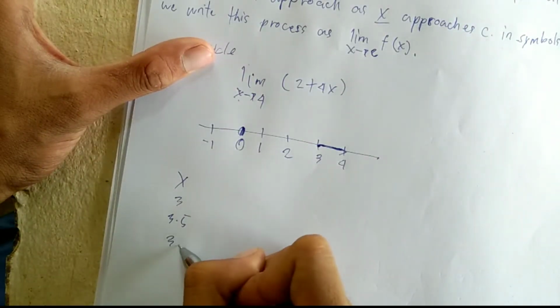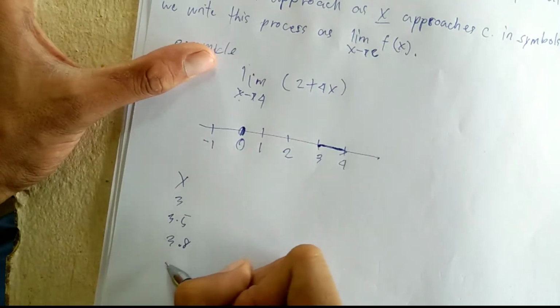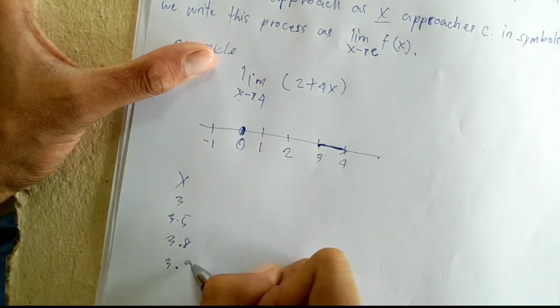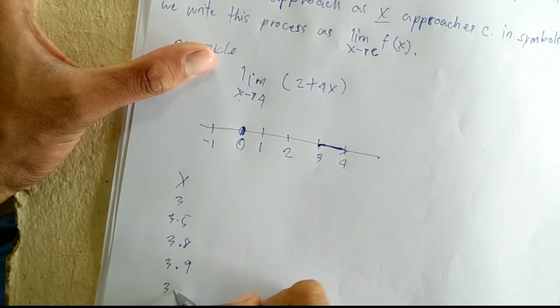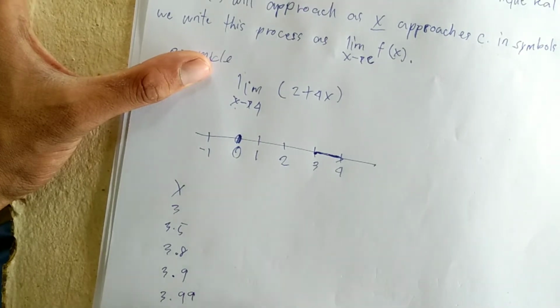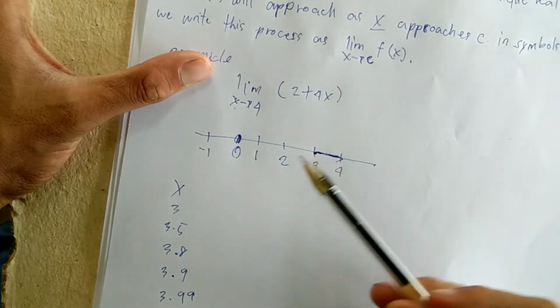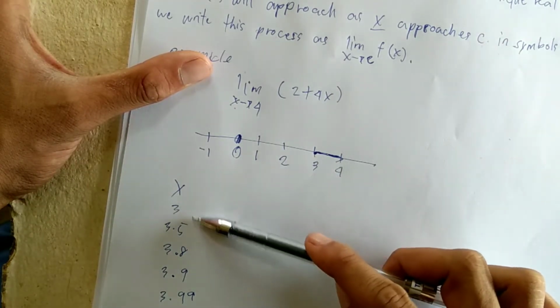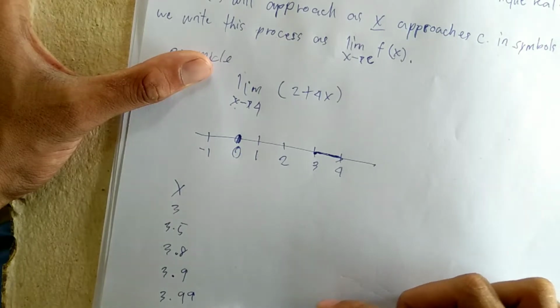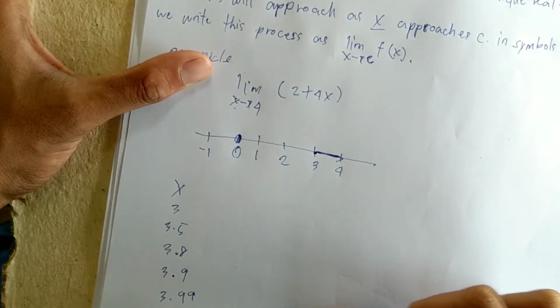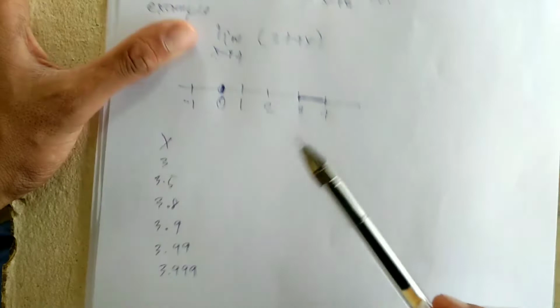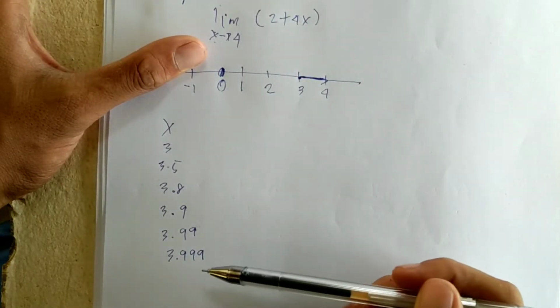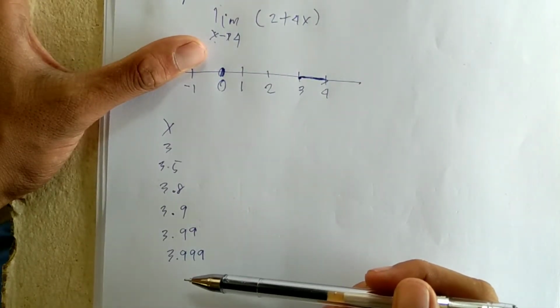3.5, 3.8, 3.9, 3.999. So, as you can see, yung 3 ay papalapit siya sa 4. So hindi natin pwedeng isulat yung 4, papalapit lang siya sa 4.